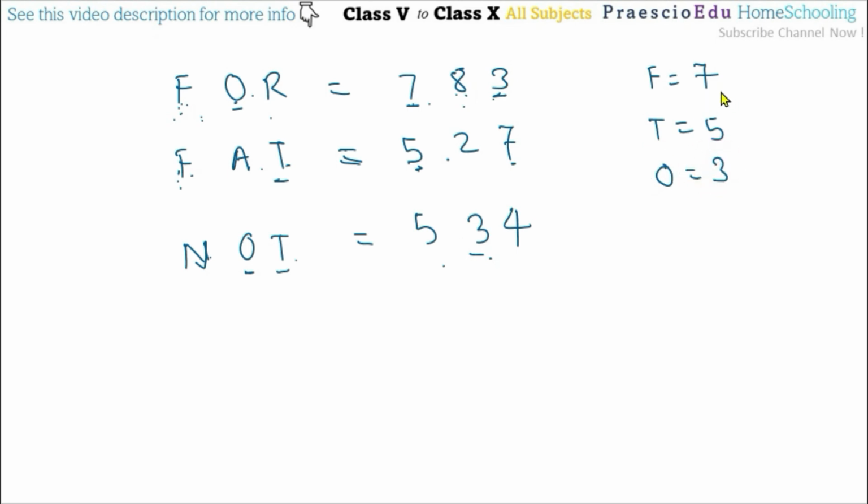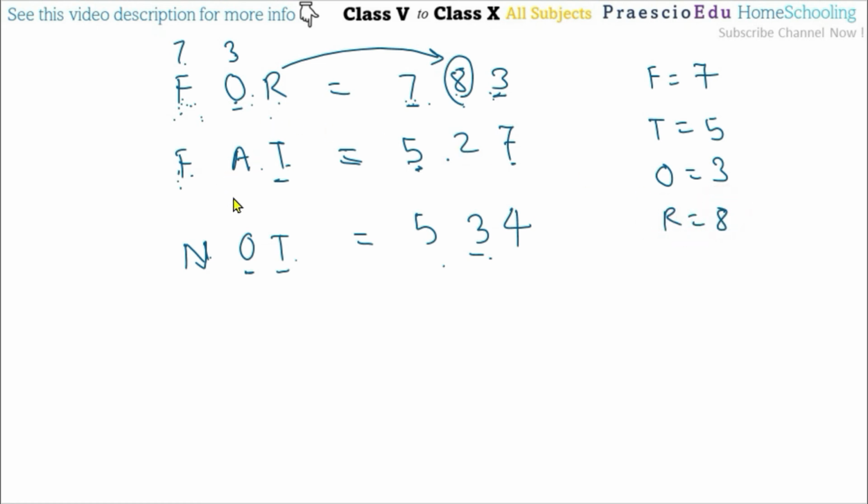Okay. So now after this, if we put F is equal to 7 here, F as 7, then O as 3. So 7 and here the 3. So R, 7 and 3 we already got. Okay, 7 and 3, so remaining is 8. So R is equal to 8. So we are getting R is equal to 8.